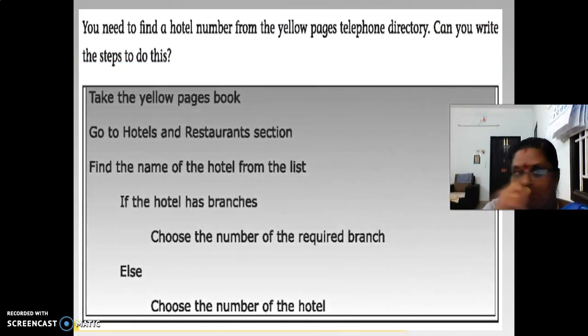The next one, you need to find a hotel number, right? The steps are: take the Yellow Pages book. Go to the hotels and restaurants section. Find the name of the hotel from the list. If the hotel has branches, choose the number of the required branch. Else, choose the number of the hotel. Yes, this is the procedure. This is the algorithm, or the steps, for finding a hotel number from the Yellow Pages directory.